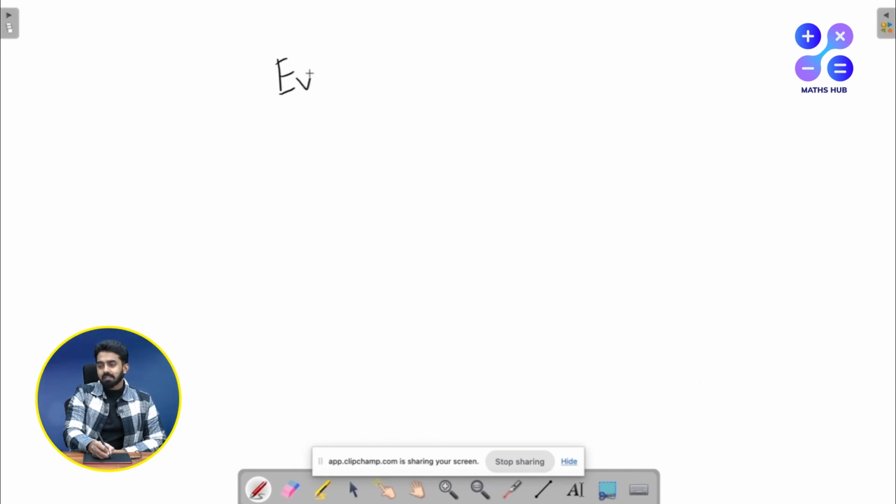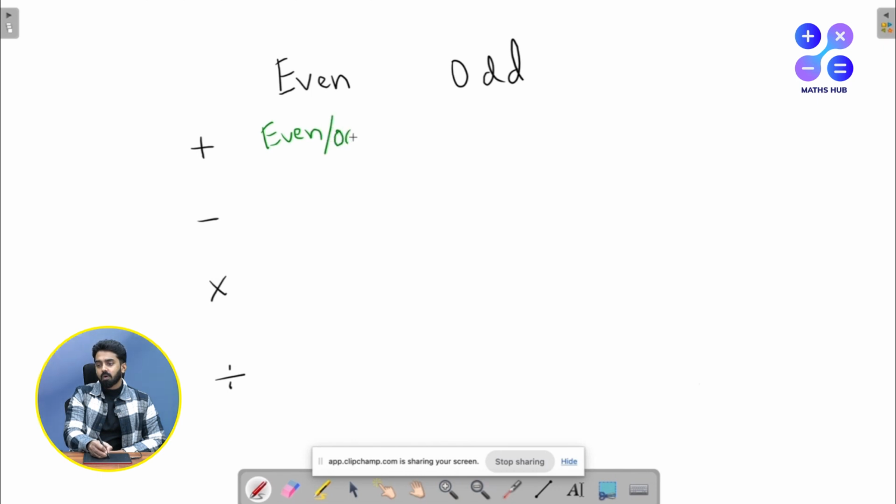So we'll try to understand how different operations come together when we have even and odd integers, specifically addition, subtraction, multiplication and division, and how they interact when we have different forms of even and odd integers, right? So first of all, what is an even integer? An even integer is something which is divisible or is a multiple of the number 2, correct?